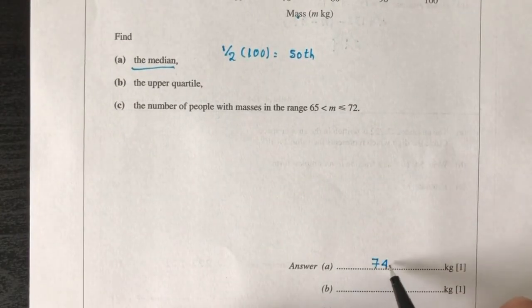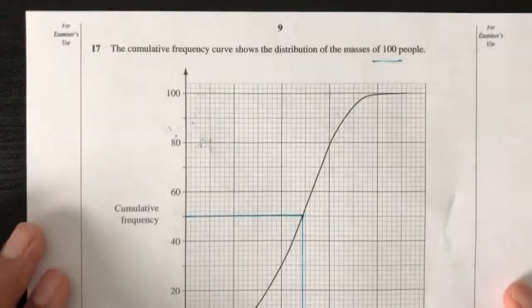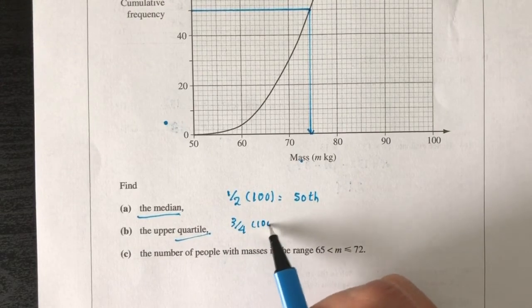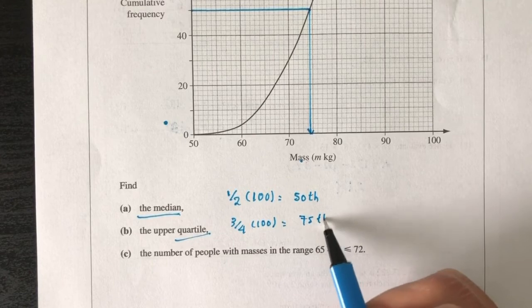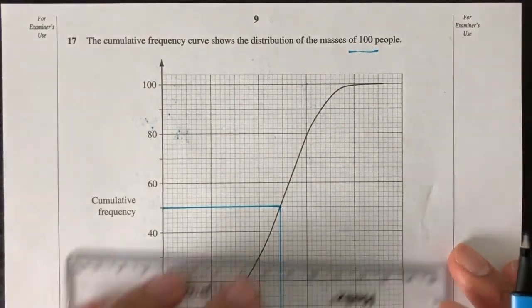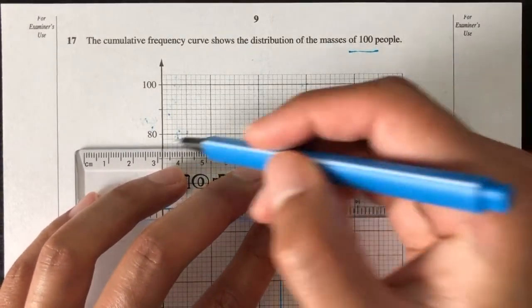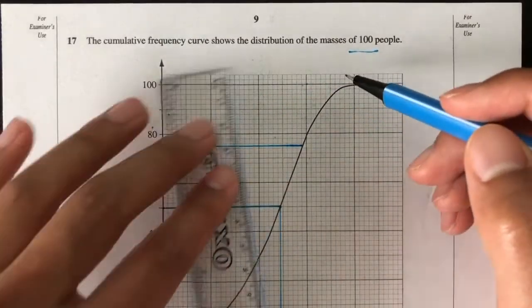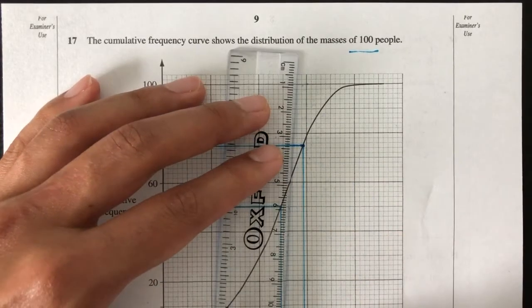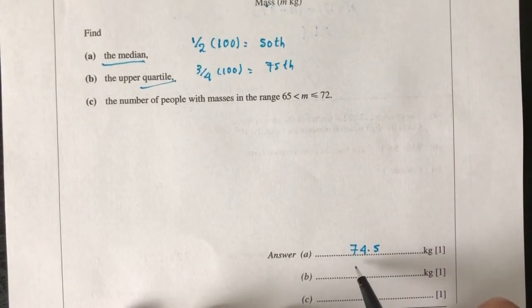So 74.5. Now for part B, the upper quartile. So how do you find that? It is 3/4 of the number of people. That will be the 75th value. So 75th will be where? It is between 70 and 80. So it'll be about this line. And let's find the corresponding value. So for me, it will be about 79.5. So 79.5 will be my upper quartile.